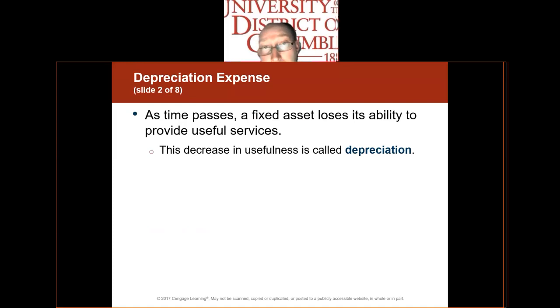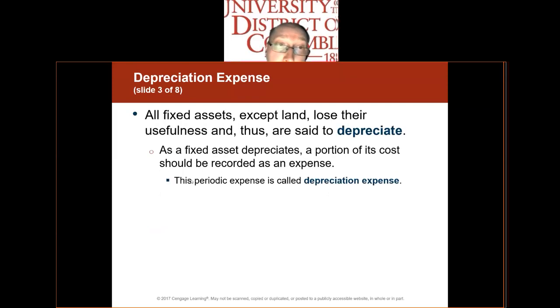Okay, so as time passes, a fixed asset like a building, plant, or equipment will lose its ability to provide useful services. It decreases in useful life. We call this depreciation. All fixed assets, except for land, which is the dirt, lose usefulness and thus are said to depreciate. When a fixed asset depreciates, a portion of its cost should be recorded as an expense. We call this depreciation expense.